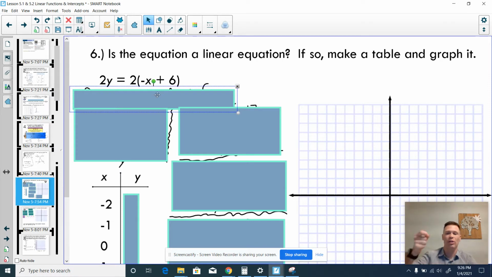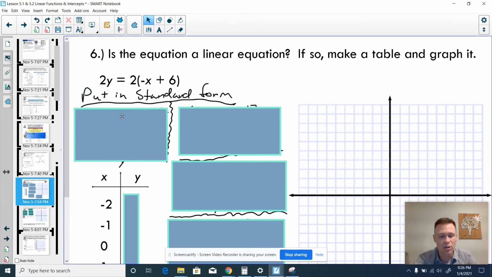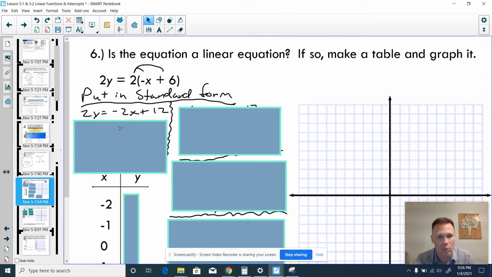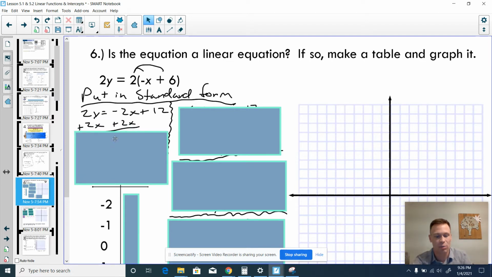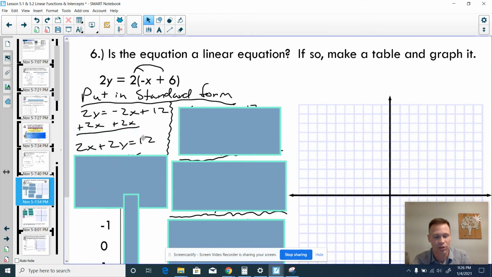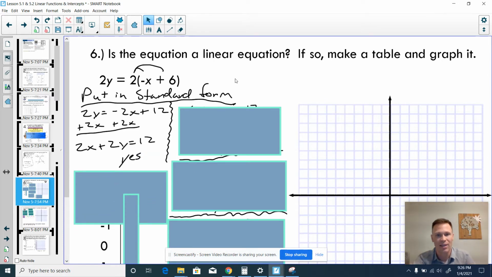Well, it's linear if we can put it in standard form. This is not in standard form, but I don't notice any square roots. I don't notice any exponents or fractions where the variable is in the denominator. So all we have to do is put this one in standard form. To do that, I first have to distribute a 2. When I do that, I end up with negative 2x plus 12. It's still not in standard form. I've got to get my x to the other side, so I'm going to add 2x to both sides. When I do, I have 2x plus 2y equals 12. Now it's in standard form, and now I can say, yes, this is linear.